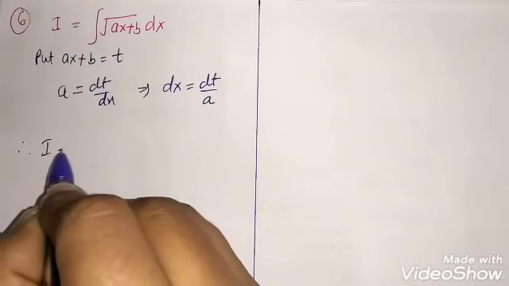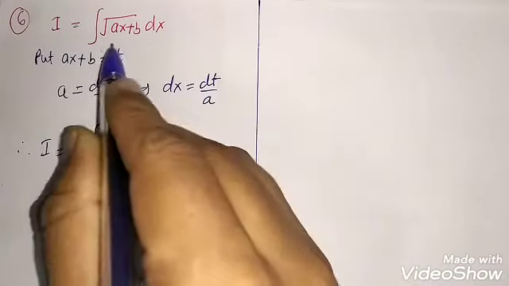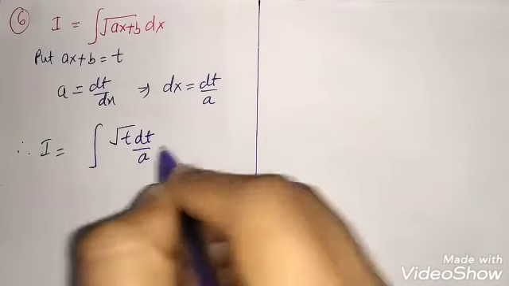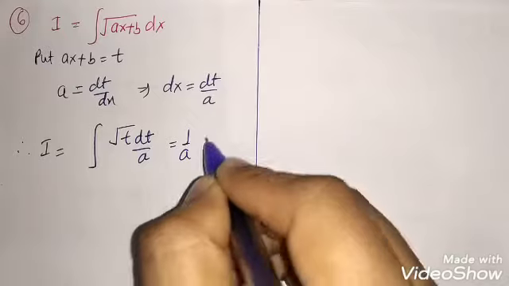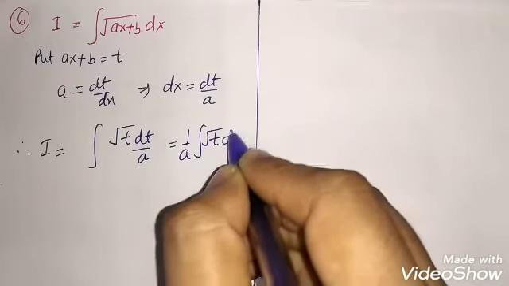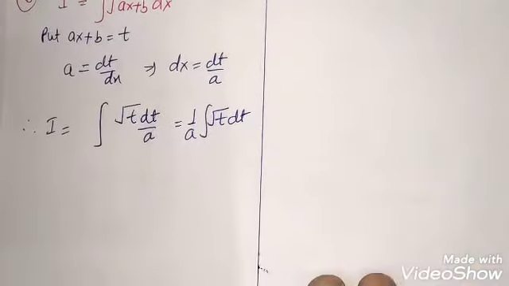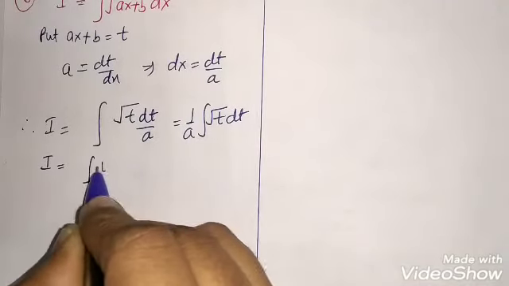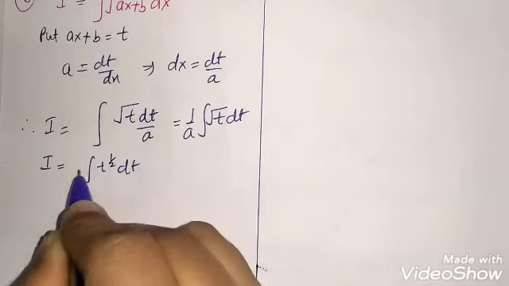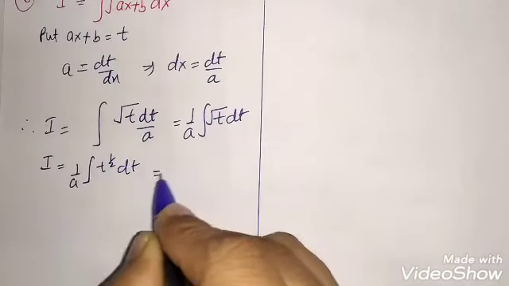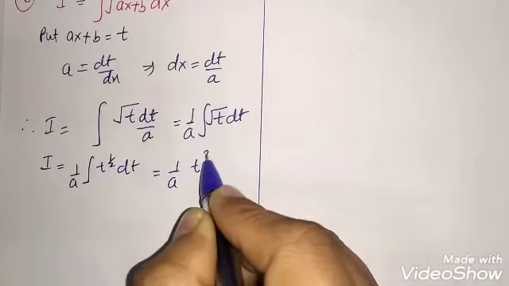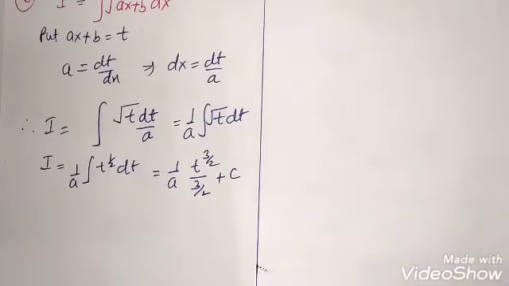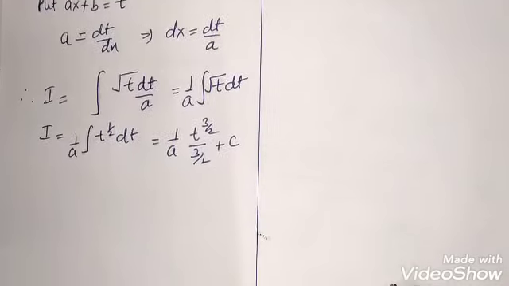Therefore the integrand is equal to the integration of root t dt by a. I can write a outside, it is root t dt. On simplifying, we have t to the power 1 by 2 dt with 1 by a outside. That is 1 by a times t to the power 3 by 2 upon 3 by 2 plus c.